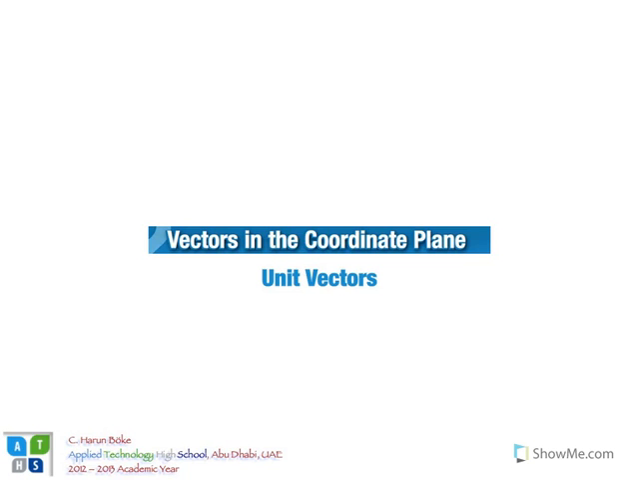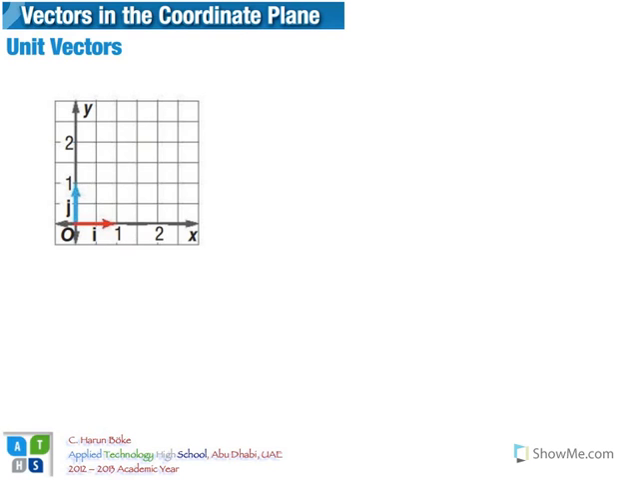In this video we are going to discuss the unit vectors in the coordinate plane and how to express vectors by using unit vectors. In the two-dimensional coordinate plane we have two unit vectors. i lies on the x-axis and j lies on the y-axis. They are called unit vectors because their magnitude is 1.